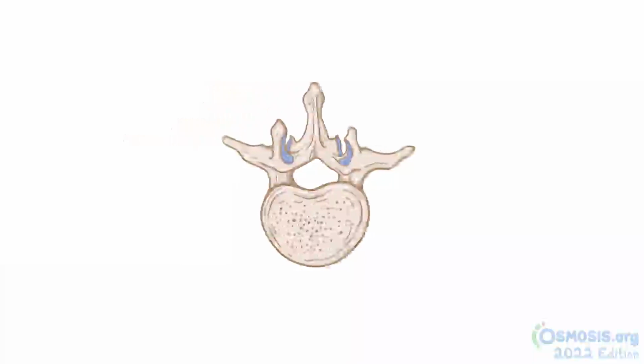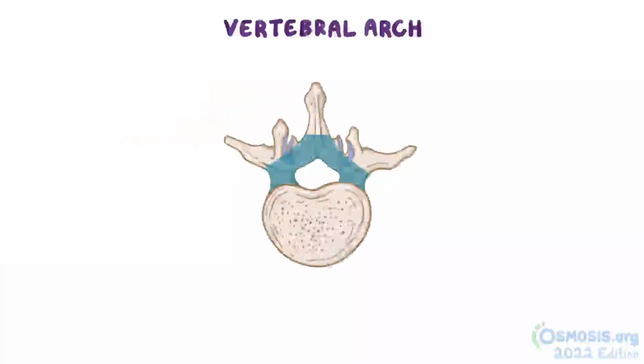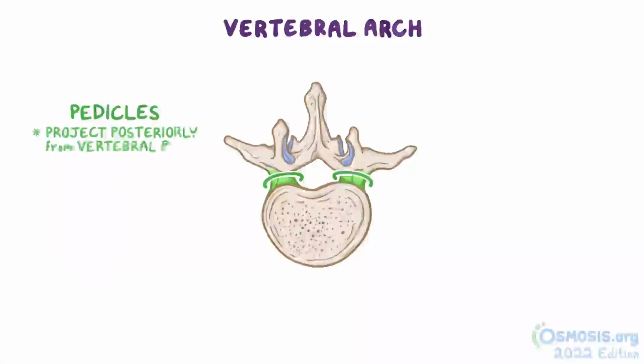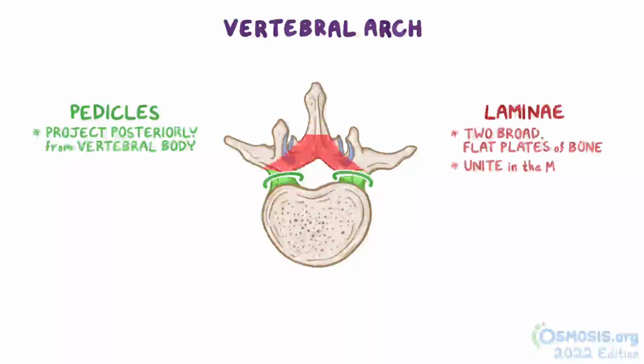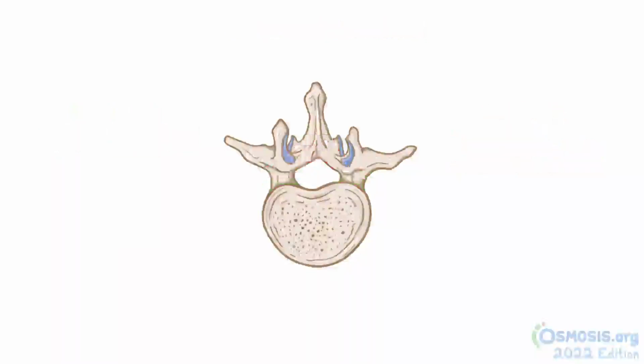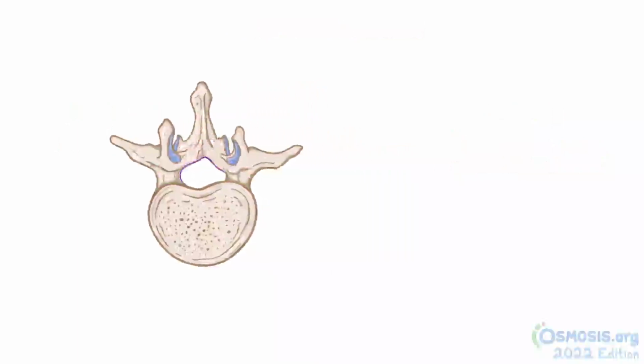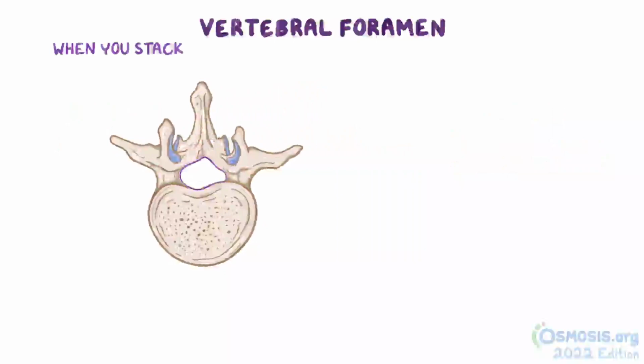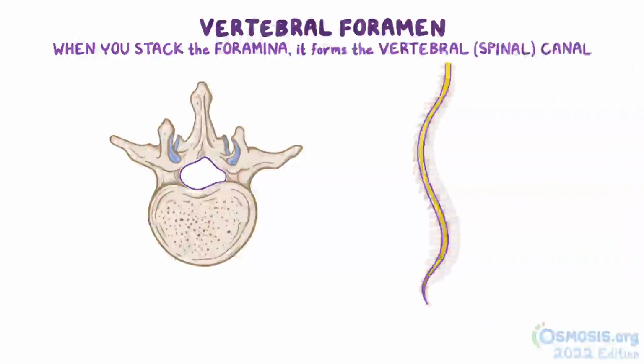Posterior to the vertebral body, there is the vertebral arch, which consists of 2 pedicles and 2 laminae. The pedicles are short, thick processes that project posteriorly from the vertebral body to meet the laminae, which are 2 broad, flat plates of bone that unite in the midline and complete the vertebral arch. The space between the walls of the vertebral arch and the vertebral body is called the vertebral foramen, and when you stack all the foramina on top of each other, that forms the vertebral or spinal canal, which forms a protective bony case around the spinal cord.